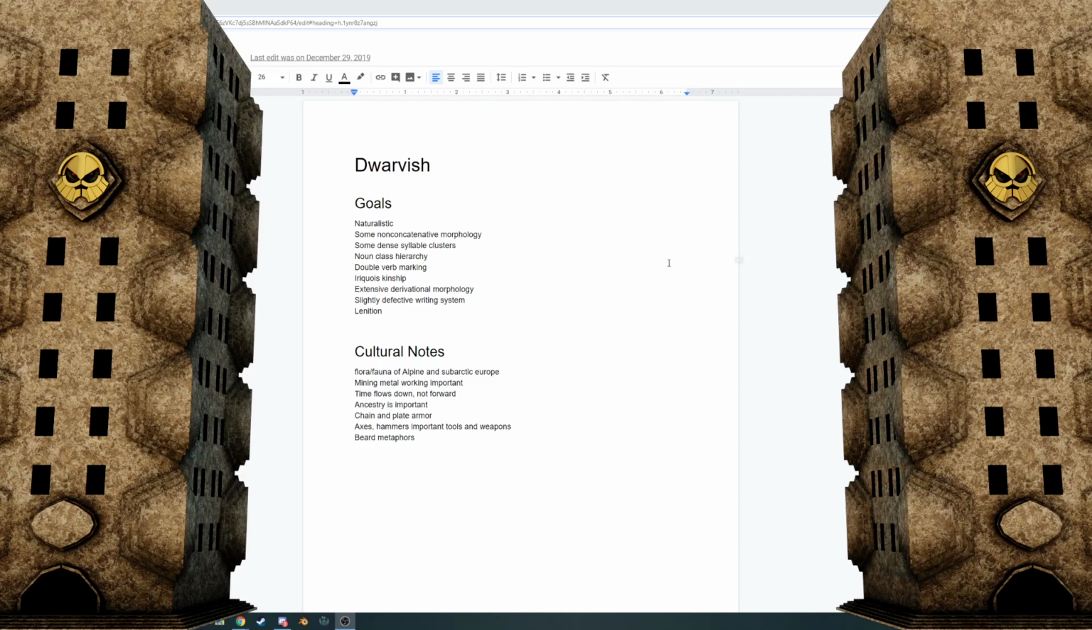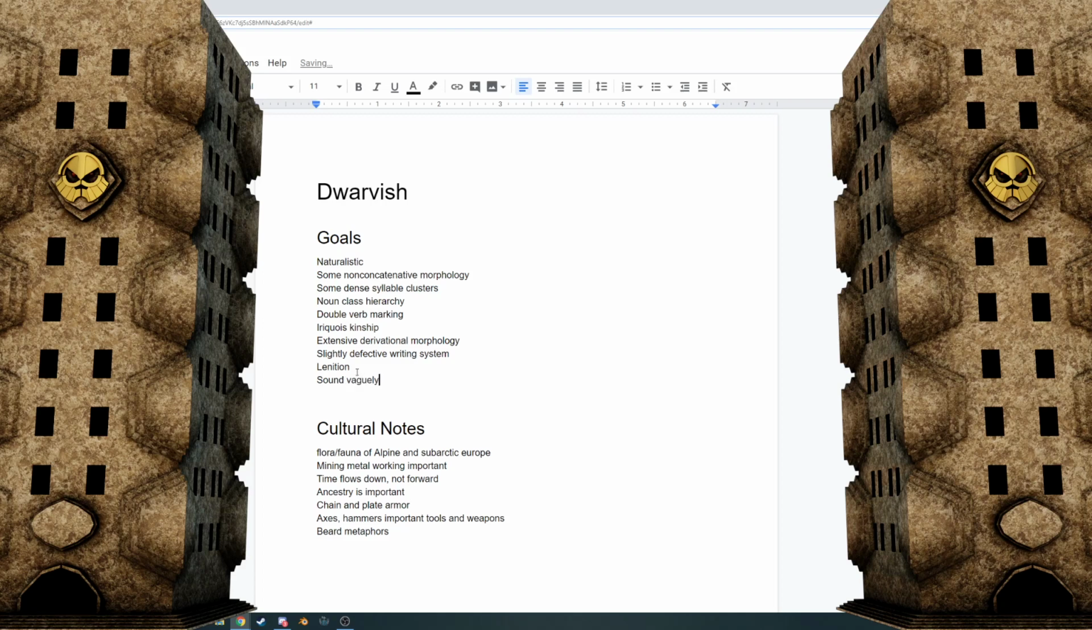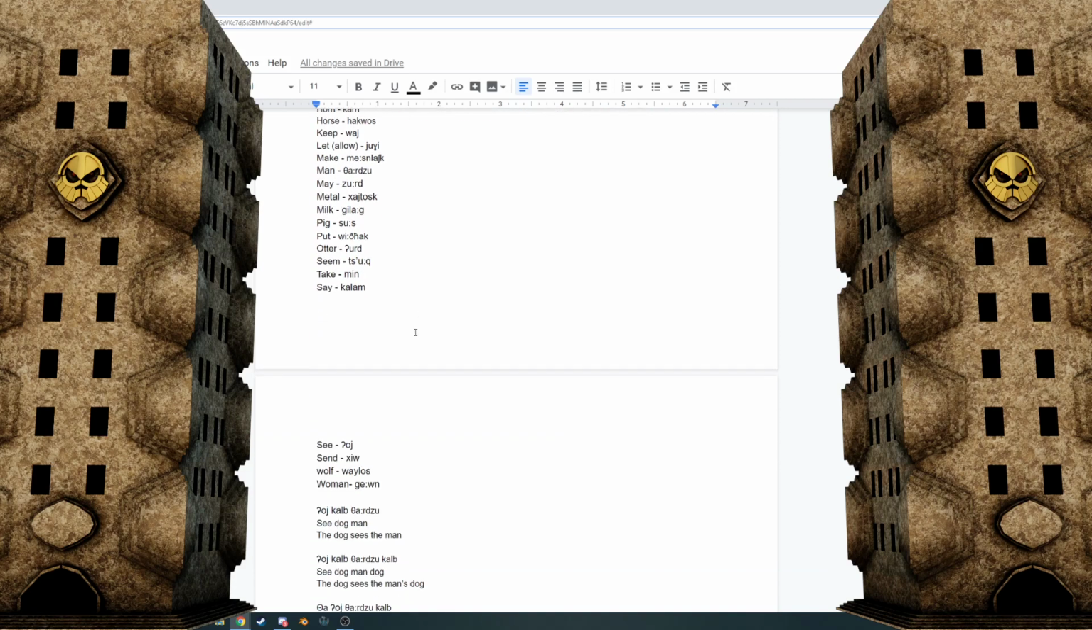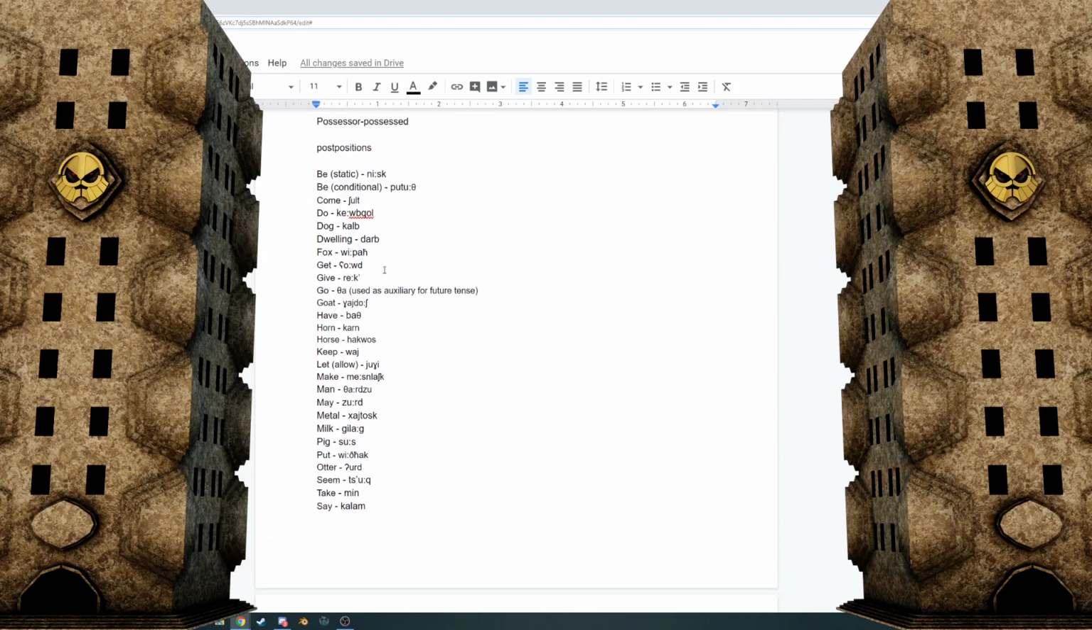Here we go. Alright, so I actually added a new goal here. And so I've already actually worked this goal in here. Sound vaguely familiar to speakers of Indo-European languages. So something I did was, when I started adding in a few more roots, I had been adding in some roots that are roughly similar to the Indo-European roots for the same word. So there we go.